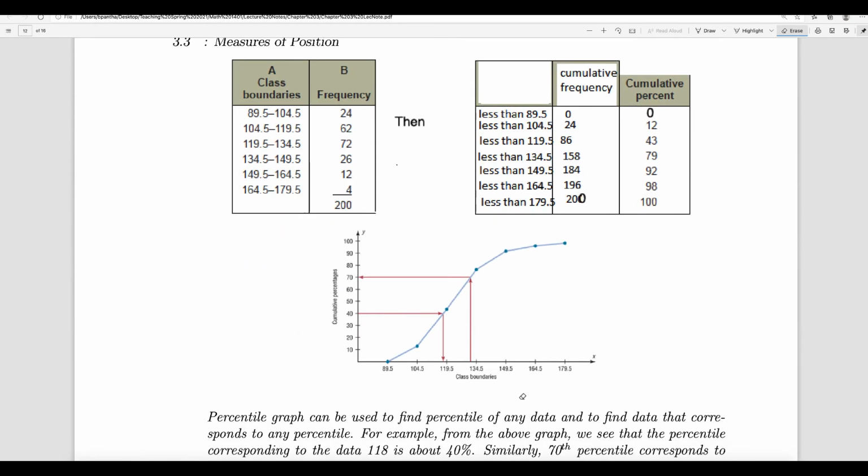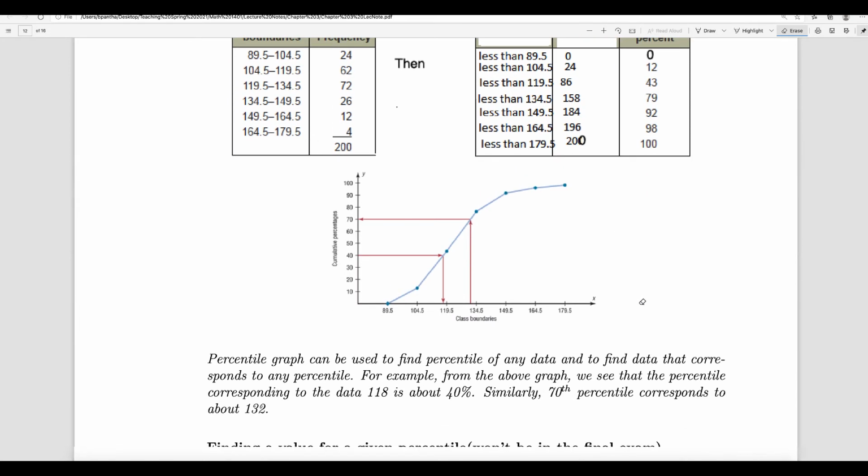Then what you do is along the x-axis, you draw these class boundaries: the lower limit of each class boundary and the upper limit of the last class. And then the y values will be like this: 0, 12, 43, 79, 92, and so on. And you join those dots with line segments. Okay. A percentile graph can be used to find the percentile of any data value and to find the data value that corresponds to any percentile.